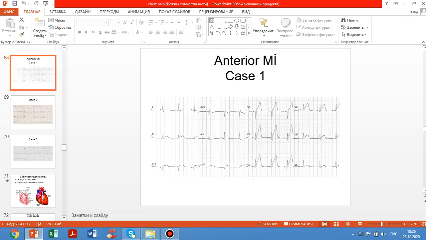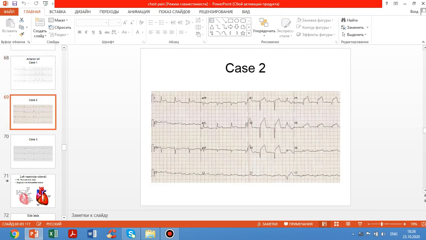This is anterior wall myocardial infarction. You can see the elevation in V1, V2, V3, V4 leads. Reciprocal changes will be in the posterior leads, V7 and V9. This is not shown. Also, you can see elevation in V1, V2, and V3 leads with anterior wall myocardial infarction.